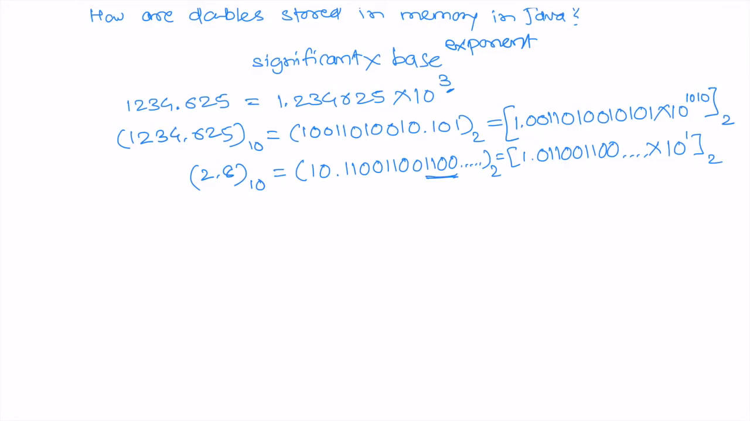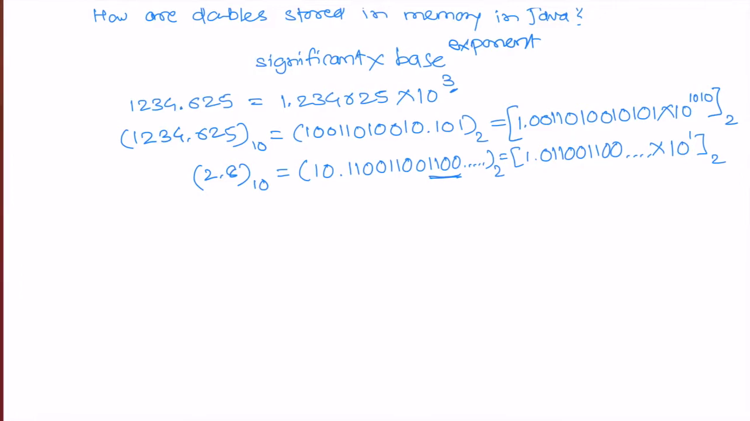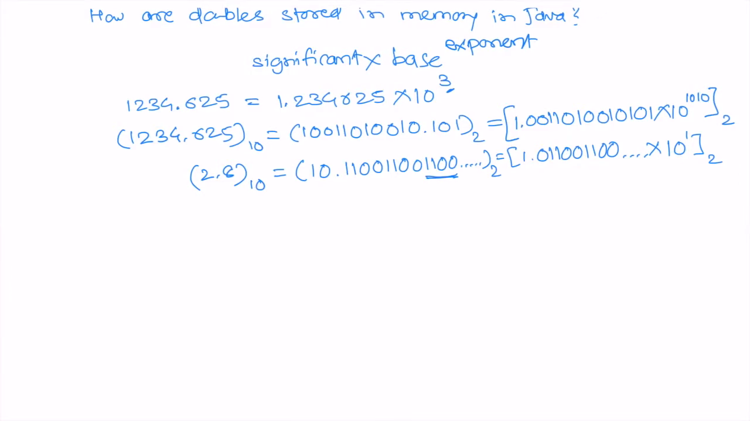Now let's see how a double is represented in memory in Java. Java reserves 8 bytes, or 64 bits, to represent a double. Those 64 bits are divided into 3 parts. The first part is a single bit, which is used to store the sign of the number, because the number can be positive or negative.